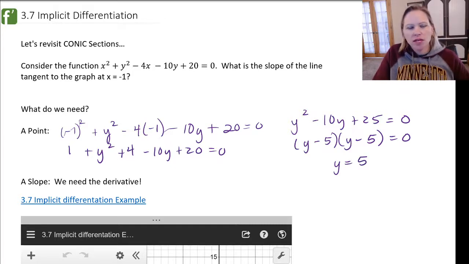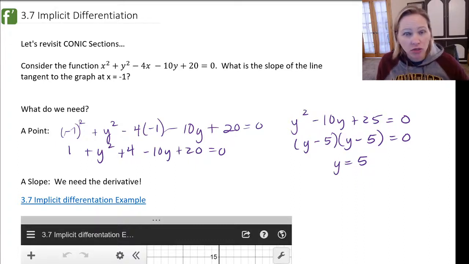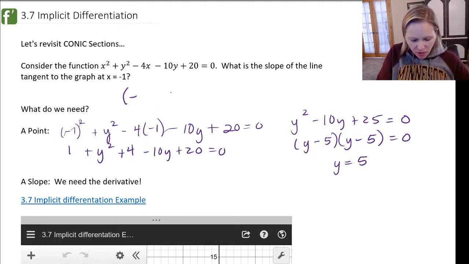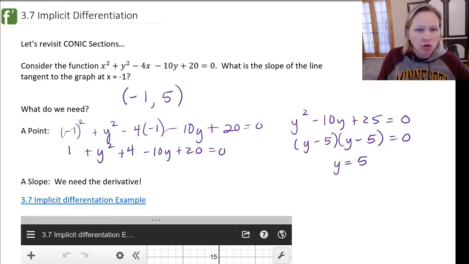So sometimes what's going to happen is when I find these points, you're going to have more than one spot, right? But here we only have one answer, y equals 5. So the point of tangency, the point that we're going to use is going to be (-1, 5). But let's recall, this is not all we need. (-1, 5) is the point where I'm tangent. But we also need a slope. And the slope is always going to be the derivative at x equals -1.